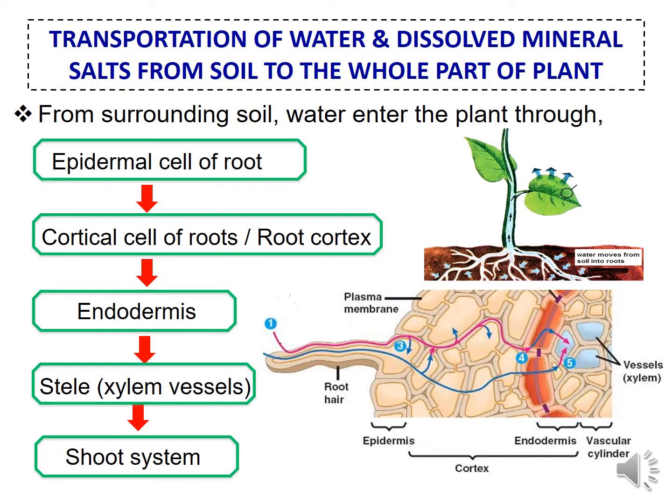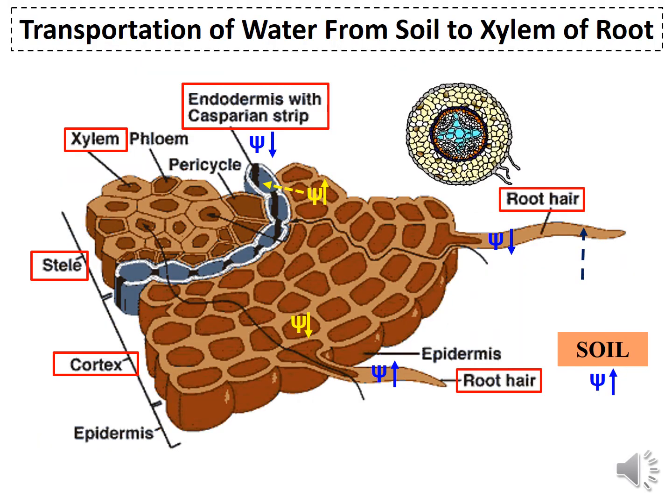Transportation of water and dissolved mineral salts from soil to the whole parts of plants begins when water from the surrounding soil enters the plant firstly through the epidermal cells of roots and then to the cortical cells of roots, also known as the root cortex, to the endodermis, towards the stele or the xylem, and finally to the shoot system. Transportation of water from soil to the xylem of roots.